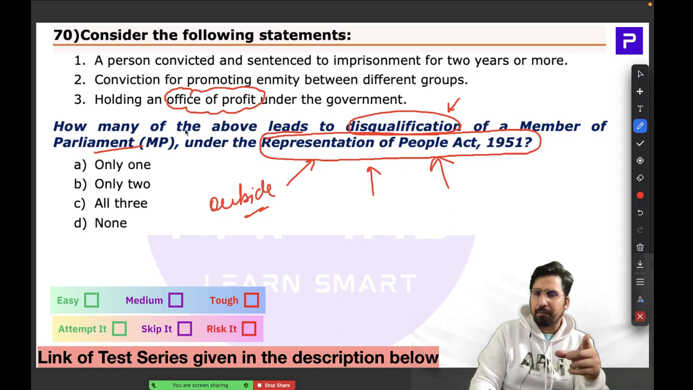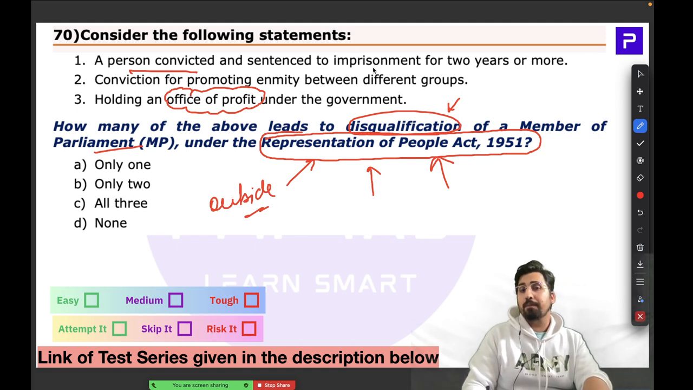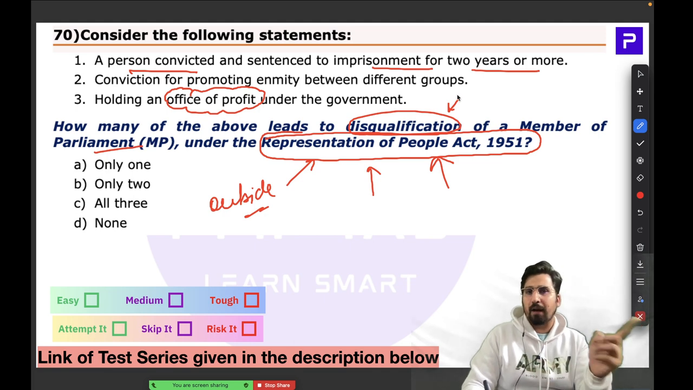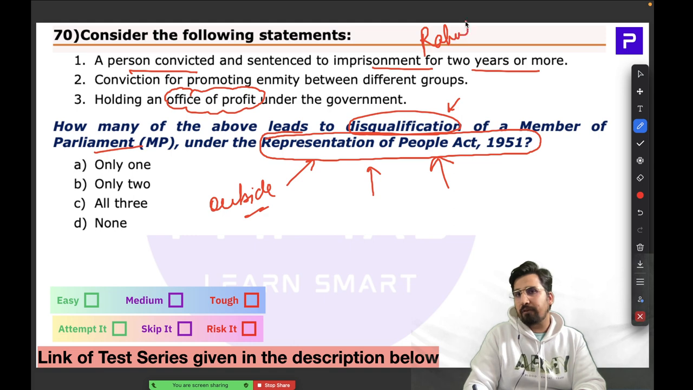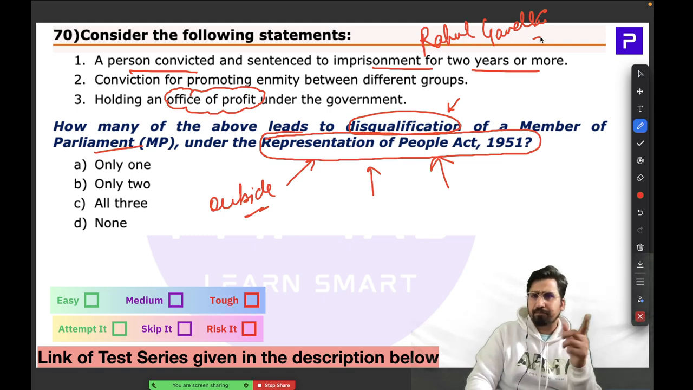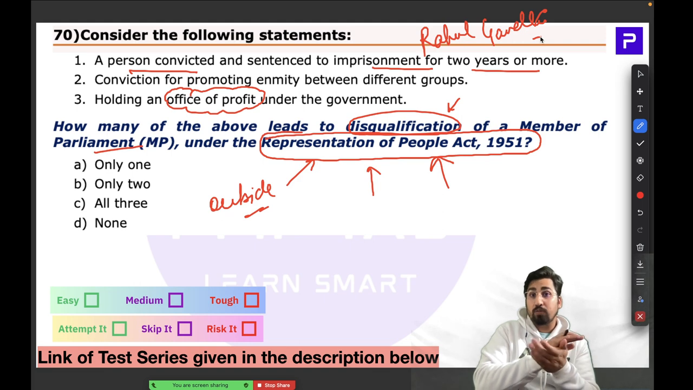I mean, how and when can a member of parliament be disqualified? The first two statements are absolutely correct, because if any member of parliament is convicted and sentenced to imprisonment for 2 years or more, by default he or she loses the membership of parliament. Very recently, we have seen in the case of Rahul Gandhi, when in a defamation case, he was sentenced to 2 years, and there is one more condition to that.